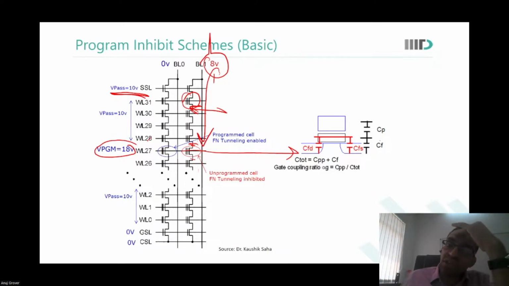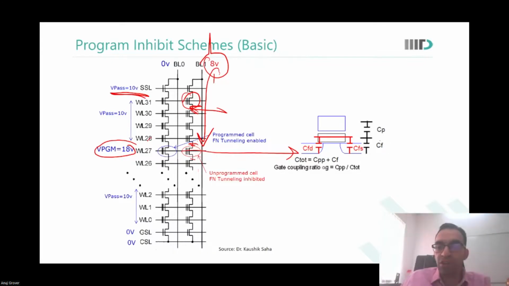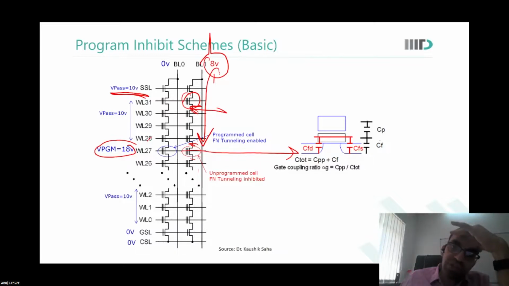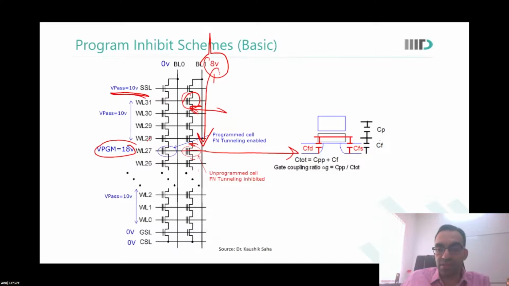And for the flash memory, there is this one important figure of merit, which is the ratio of gate coupling. What is the capacitance of the gate versus the total capacitance?